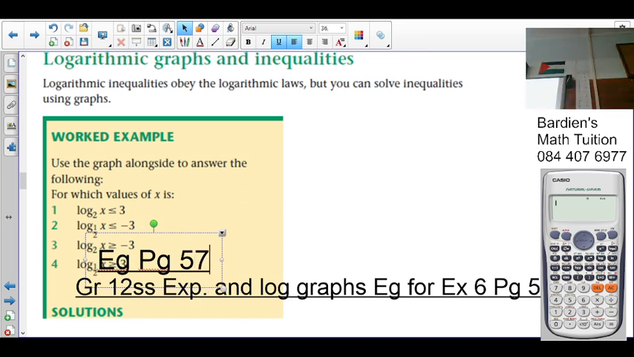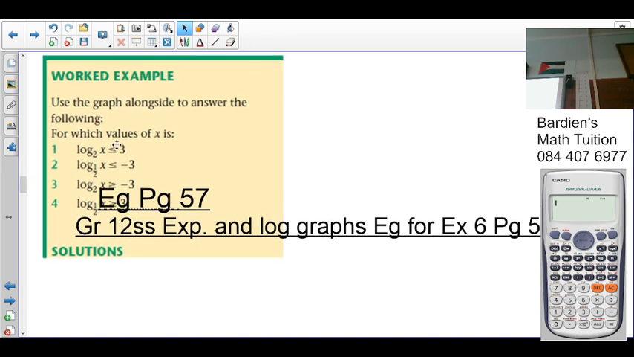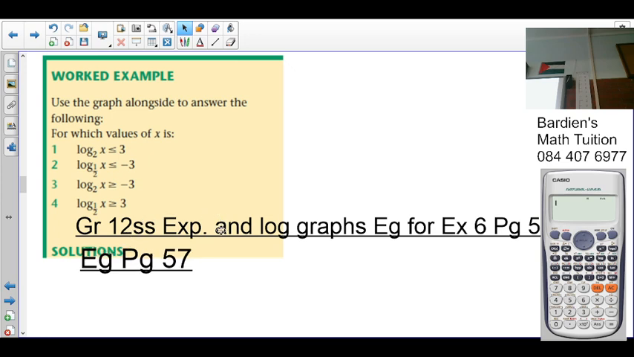So today we're looking at log graphs and inequalities. Log inequalities obey the log laws, but you can solve inequalities using graphs. So let's look at the first one. Example 1. Use the graph alongside to answer the following question.